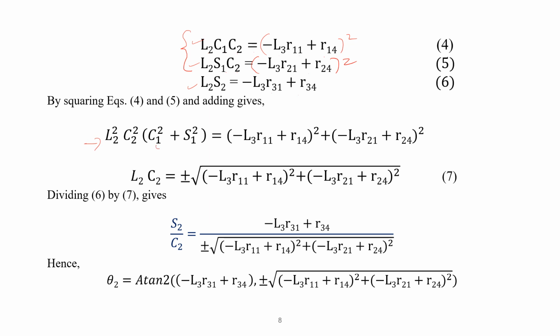Summing the left hand side and summing the right hand side, you will be getting this. From this, cos square theta 1 plus sin square theta 1 is 1. So on the left hand side, you will be getting L2 C2. Then dividing equation 6 by 7, where equation 6 is L2 S2, on the left hand side you will be getting sine by cos, that is sine theta 2 by cos theta 2. From that you can get theta 2, which is the tan inverse of this expression.